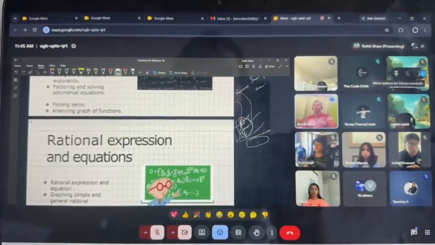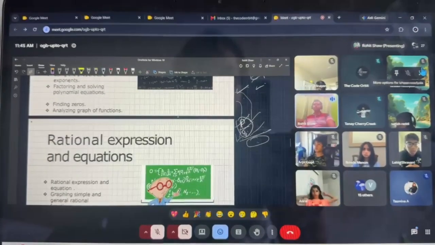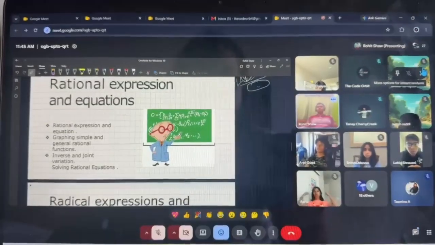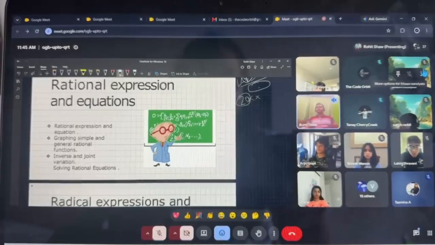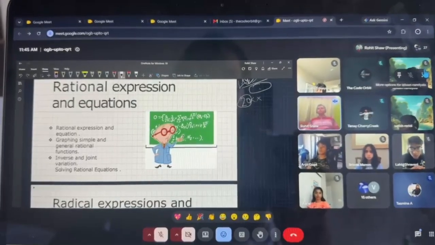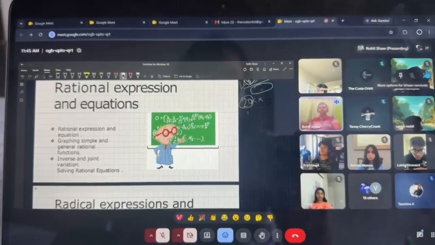We will not go into the deep, rather a superficial dive, because of the time. 20 sessions is not enough to teach you Algebra 2. It actually requires the entire 3 or 4 months, like your summer time or winter time, whatever you have.